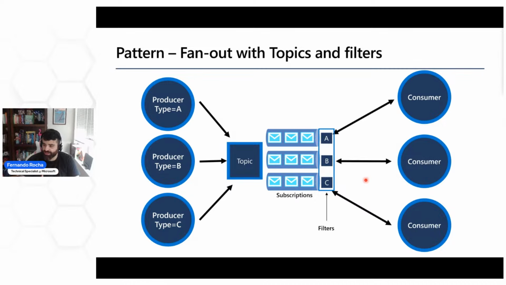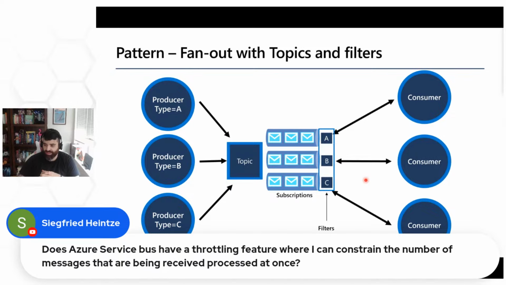So good question here. Does Azure Service Bus have a throttling feature where you can constrain the number of messages that are being received and processed at once? Yes. Most cloud services have that, right? And it's usually associated with a quota. That quota can be associated with the size of the message that you're using or the number of requests that you're sending per minute.